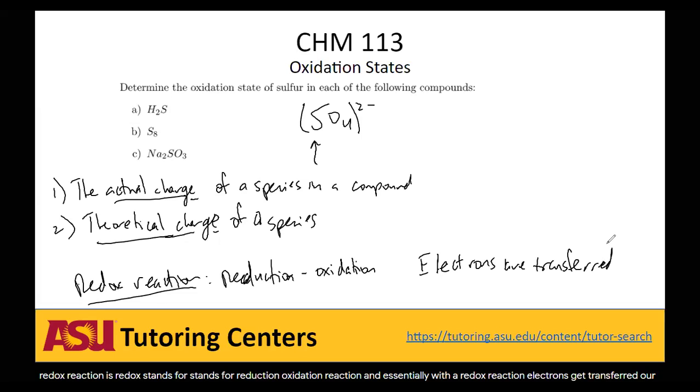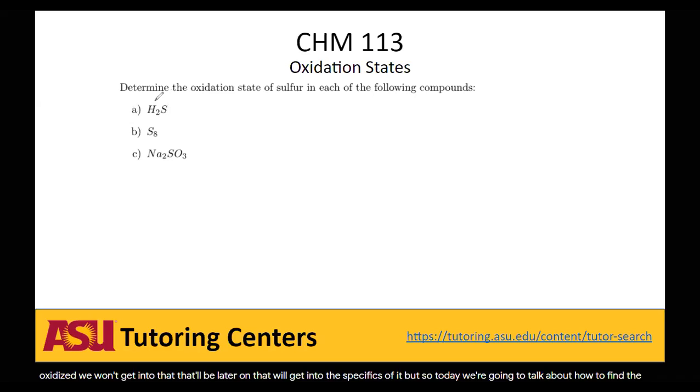And using oxidation numbers, we're able to keep track of that to have an idea of where the electrons are coming from and where they're going, what species is being reduced, what species is being oxidized. We won't get into that; that'll be later on. But today we're going to talk about how to find the oxidation state of different compounds, okay? So in each of these, we're trying to find the oxidation state or the oxidation number of sulfur, okay? So let's look at the first one.